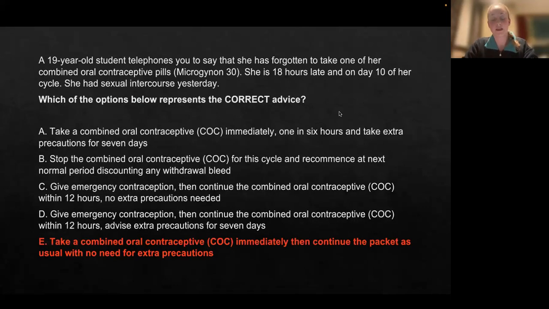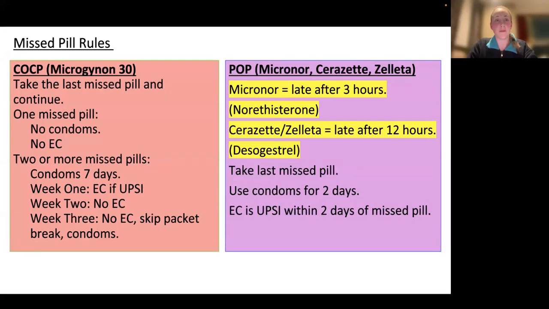Okay, so yeah, the answer to this one is E. Now, I know that missed pills can cause quite a lot of confusion, but there are a few important things to know. The first thing is that the progesterone-only pill and the combined pill work slightly differently. With the combined pill, a missed pill is if it's more than 24 hours late. So with her, I think she'd only taken it 18 hours late.